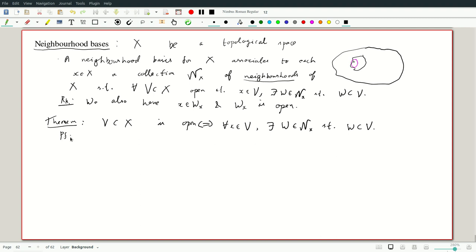And the proof should be very similar to the previous ones, so I can be quicker, though fully detailed, by cutting motivation. So one way, suppose V is open and x belongs to V. Then W in N_x exists. This is just by definition of neighborhood basis.